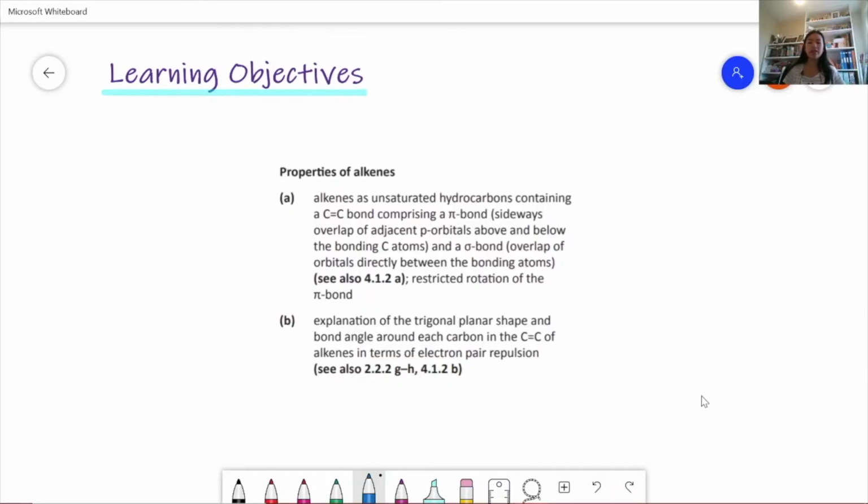Today's learning objectives are to know that alkenes are unsaturated hydrocarbons containing a carbon-carbon double bond comprising a pi bond and a sigma bond, and how there's restricted rotation of the pi bond. And then we're going to explain the trigonal planar shape and bond angle around each carbon in the carbon-carbon double bond of alkenes in terms of electron pair repulsion.